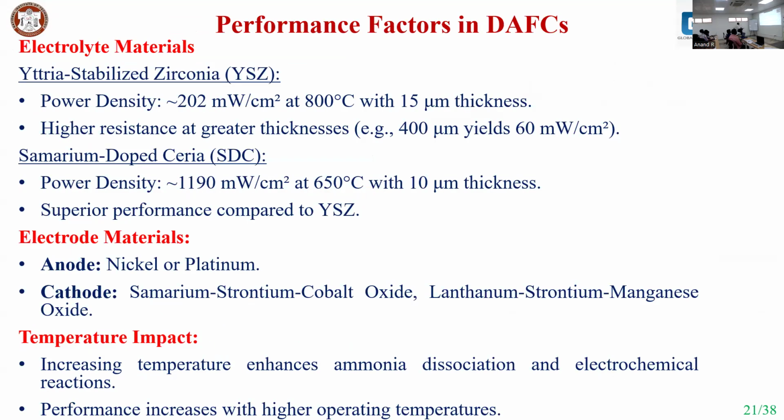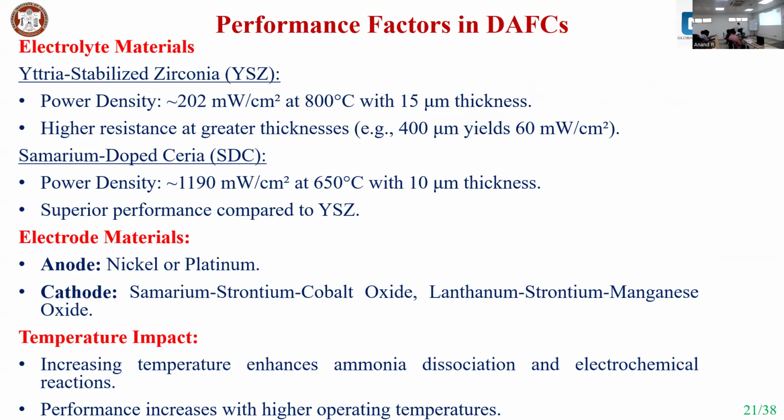Electronic material or direct ammonia fuel cell. A high temperature reaction would happen to break the ammonia. Normally the temperature is more than 600 degrees centigrade. At 800 degrees, you are going to produce a power density of about 202 milliwatt per centimeter square with 15 micrometer catalyst thickness.